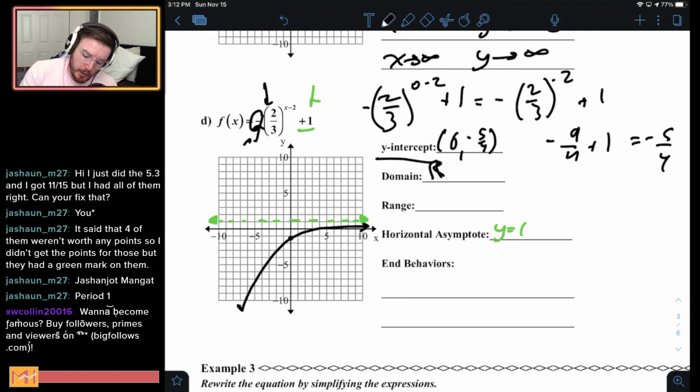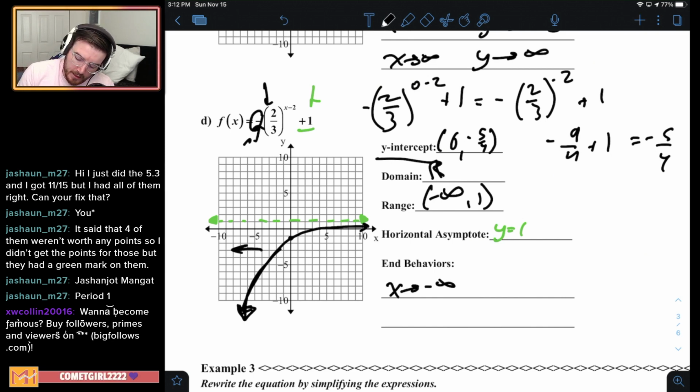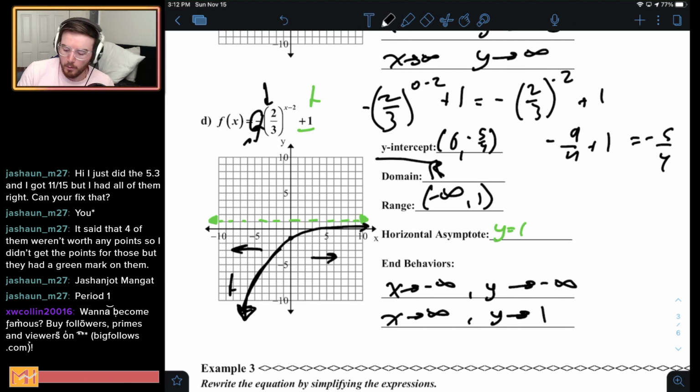Our domain, of course, all reals. It goes forever left, forever right. That's always going to happen, right? Range is the thing that gets limited by the asymptote. So how small are we going to get? Clear down at negative infinity. This thing keeps going down, down, down. But it's not going to get any higher and will never touch 1. Same thing here. As I go to the left, this thing goes down, down, down. And as I go to the right, this thing gets pretty darn close to 1.